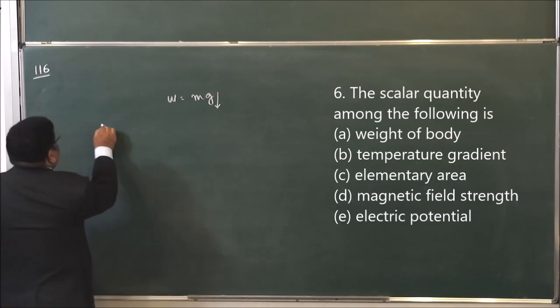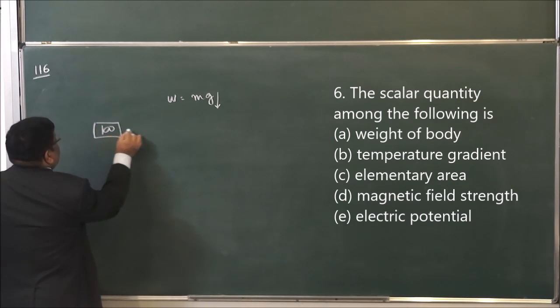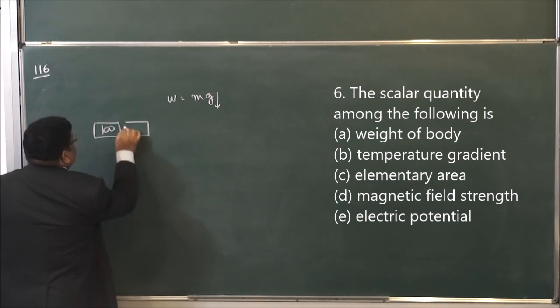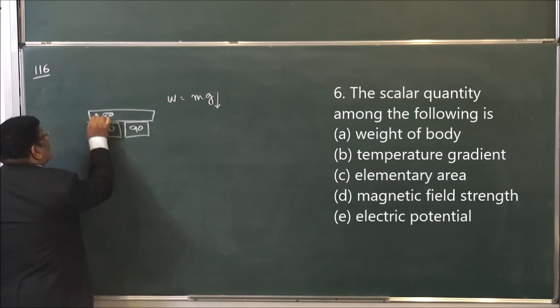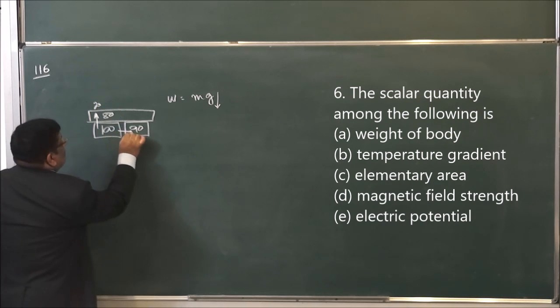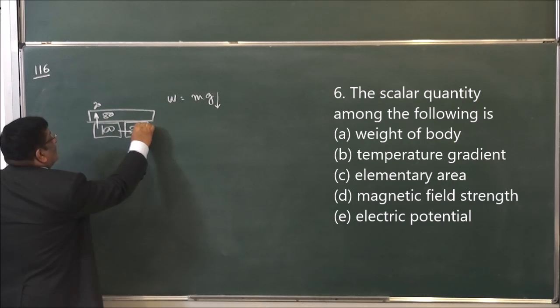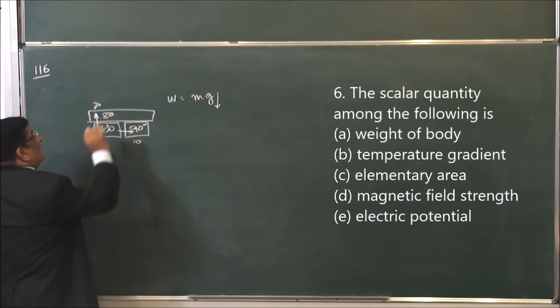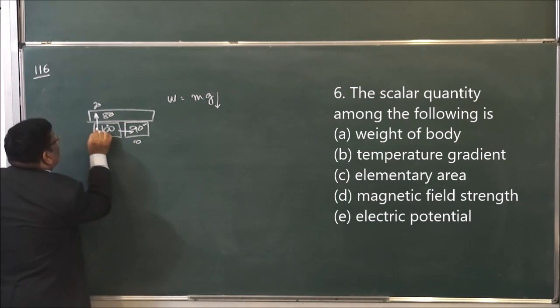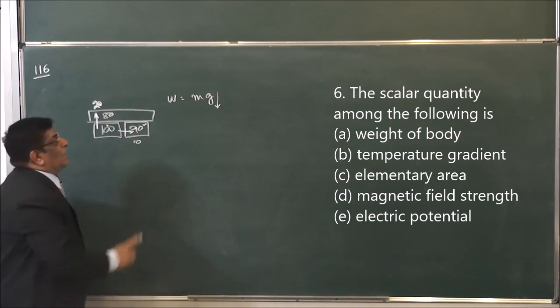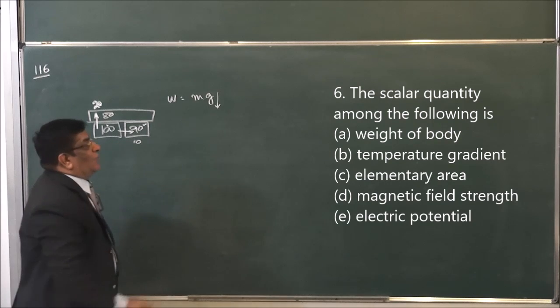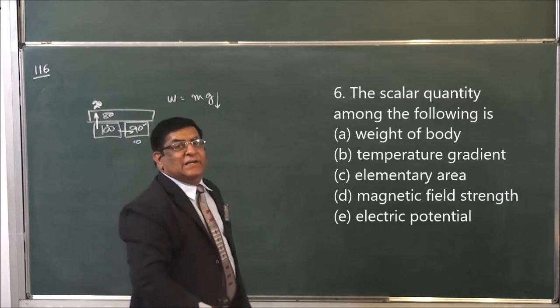What I was telling you, here is a 100-degree temperature and here 90, and this layer of the liquid has got temperature 80. Now the gradient in this direction is 20, the gradient in this direction is 10. These temperatures are scalar quantities, but when we say here it is decreased by 20, this gradient is 20. So gradient has got a direction. Therefore, this is also not a scalar quantity, it has got direction.